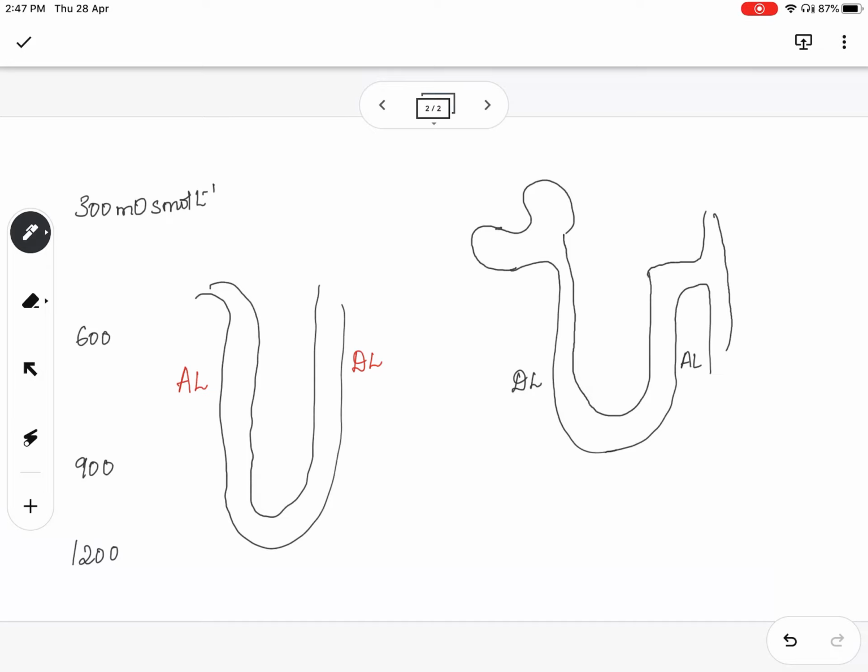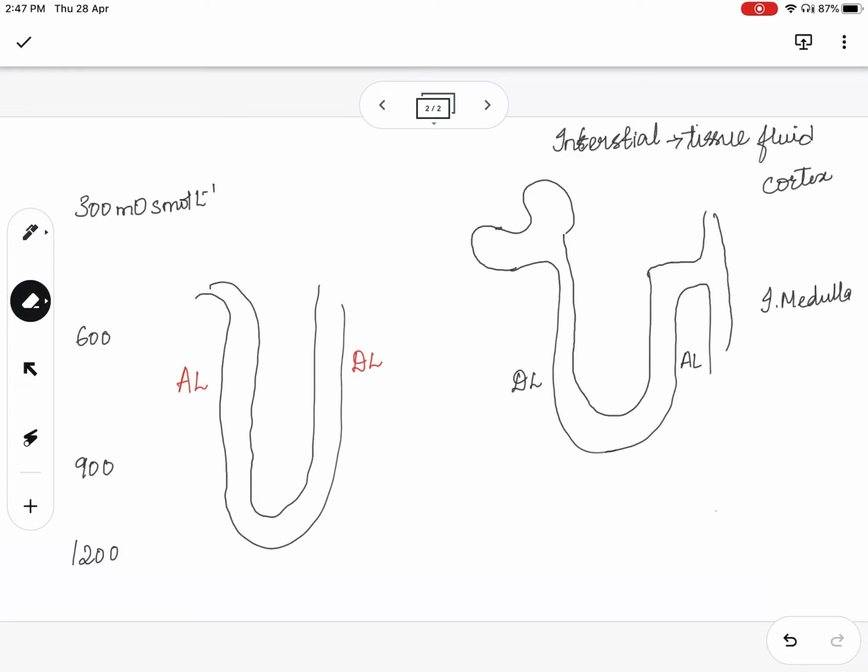Now the interstitial fluid. What exactly is this interstitial fluid? Nothing but something called tissue fluid. You can simply understand it as tissue fluid. Now, this is our cortex region, then comes our outer medulla region, and finally lastly comes the inner medulla region.